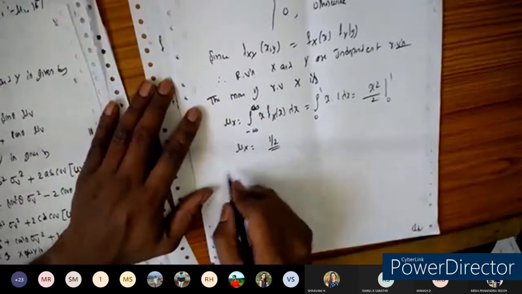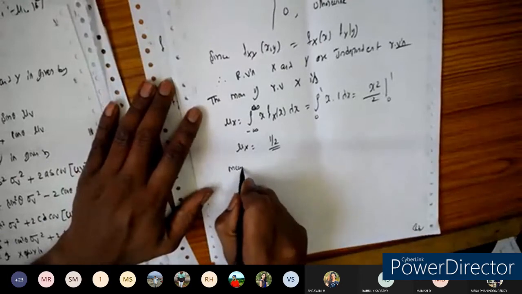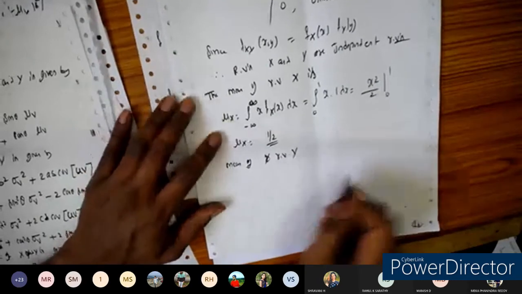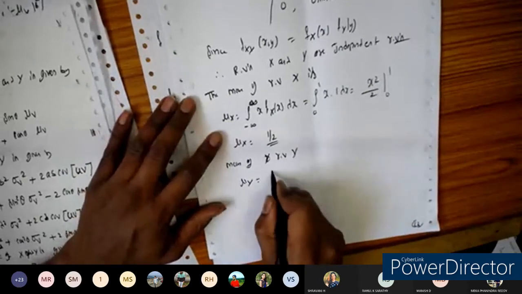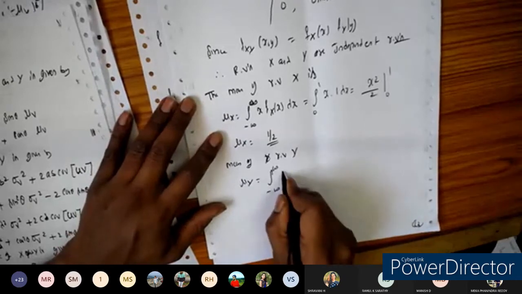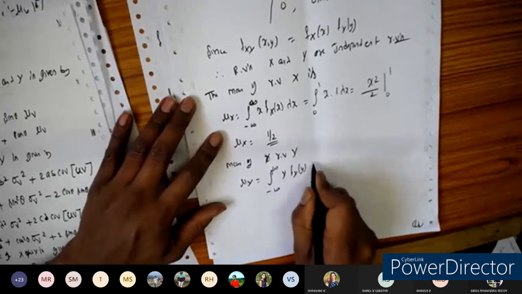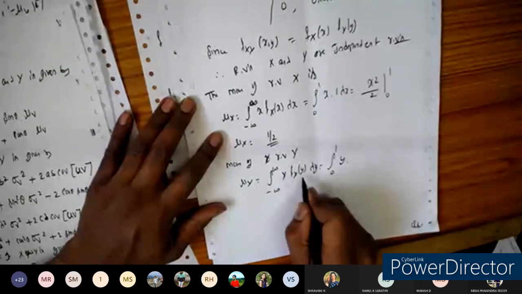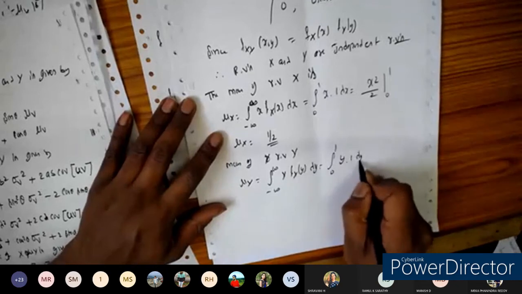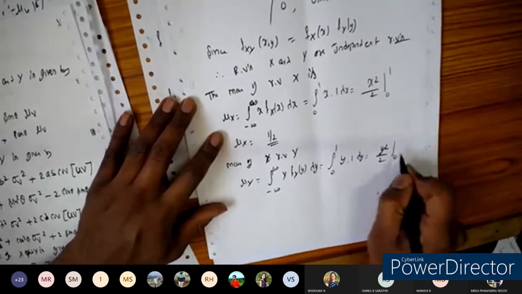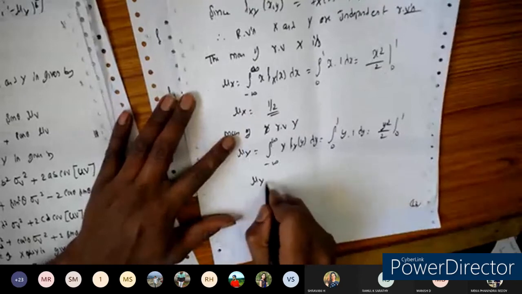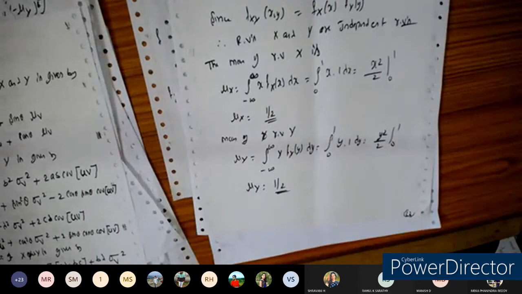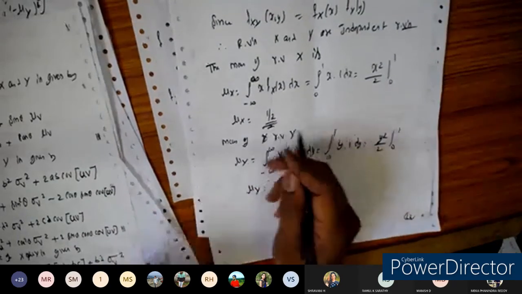Similarly, let us find out the mean of random variable y. This will also give the same value. So nu y, using the generalized formula, is the integral of y into fy of y into dy, from 0 to 1. The value of fy of y is 1 here, into dy. So this becomes y squared by 2 from 0 to 1. So nu y is equal to 1 by 2. So this is the mean of the random variables x and y.